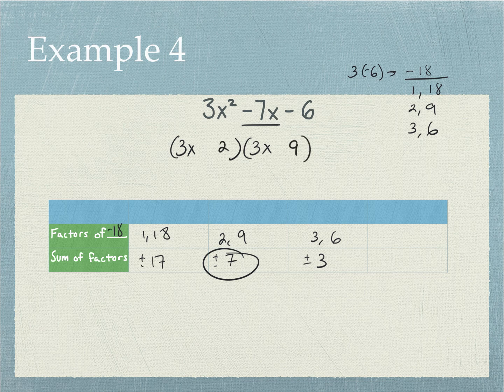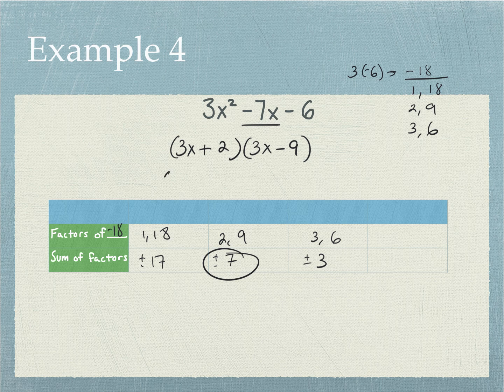Now let's figure out signs. We want it to add to negative 7, so we're going to make the bigger number negative. So when we add them, we get negative 7. And when we multiply negative 9 times positive 2, we get negative 18, therefore giving us the negative 18 we're looking for.